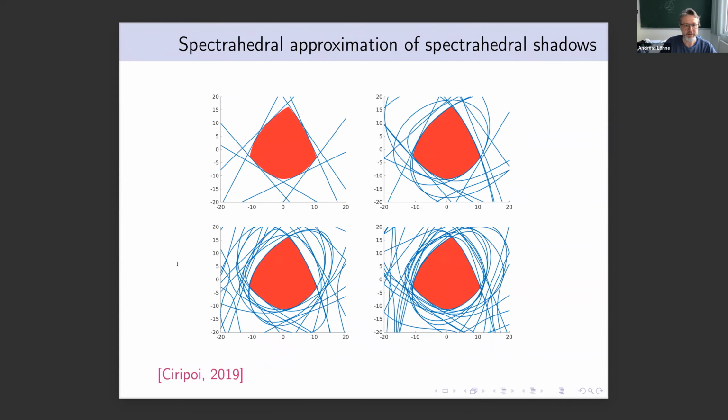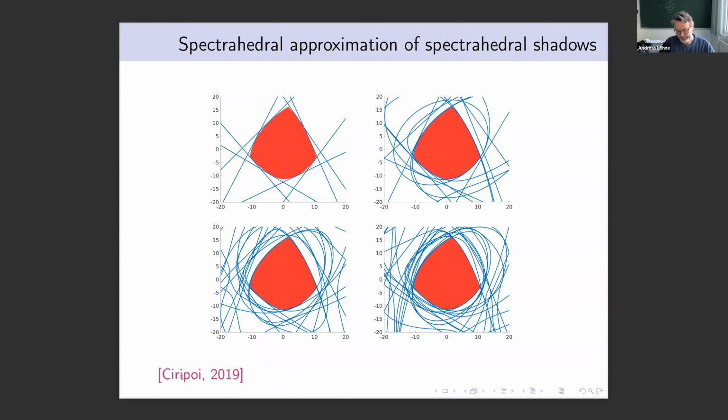And this is my last slide. This is also some other idea that was studied in the thesis of Daniel Ciripoi. We could also think about the idea to compute spectrahedral approximations of spectrahedral shadows.